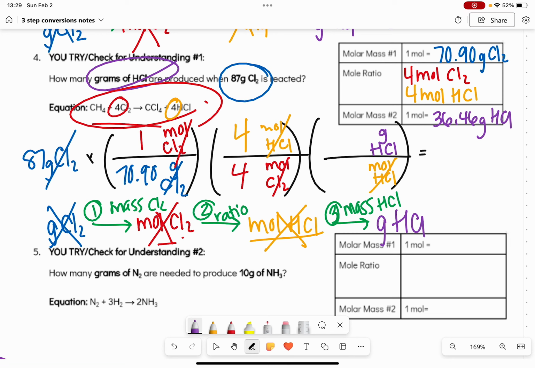We know that when we have grams and moles for our molar mass, our 1 goes with mole. And then for grams, it's just the mass from the periodic table. So H plus Cl would give you 36.46. That's going to be your mass at the top. So when you go to put this in your calculator and you hit enter, your answer is going to be 44.74 grams HCl.